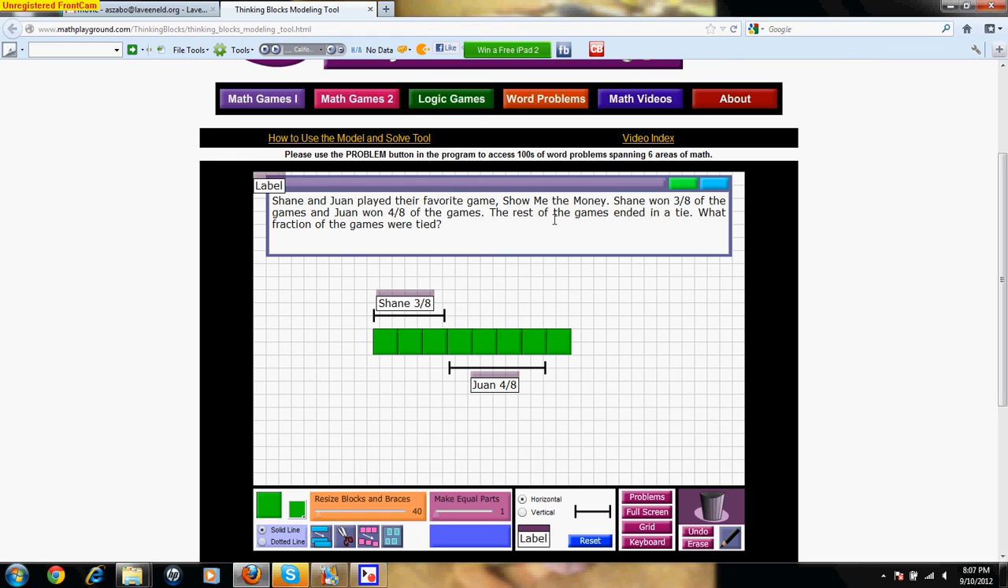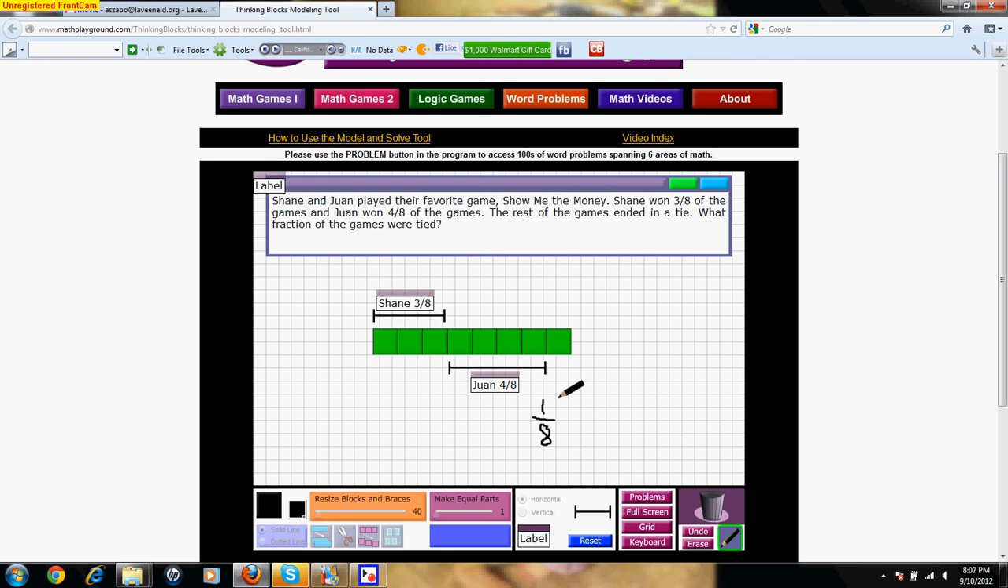Alright. What fraction of the games were tied? So these are the games that Shane won. These are the games that Juan won. This is what is left. There's only one left. So that is the answer, 1/8. And I'm going to go ahead and write that. 1/8. This is kind of difficult to write. I'm using a mouse. So I have just displayed this word problem, creating a model.